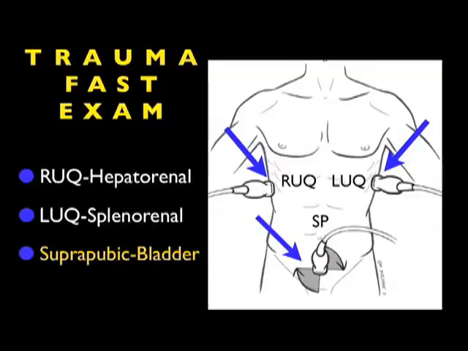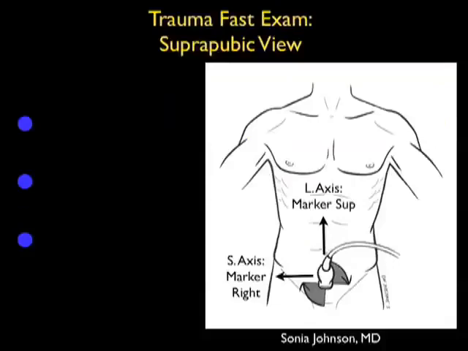There's a lot of information we can gain from looking at the suprapubic view, as we can potentially detect a smaller amount of fluid than is required to make a positive right upper quadrant or left upper quadrant view. The literature suggests that only about 100 to 200 cc's of fluid can be detected accurately on the suprapubic view. Here's a slide reviewing how to perform the suprapubic view of the trauma FAST exam.